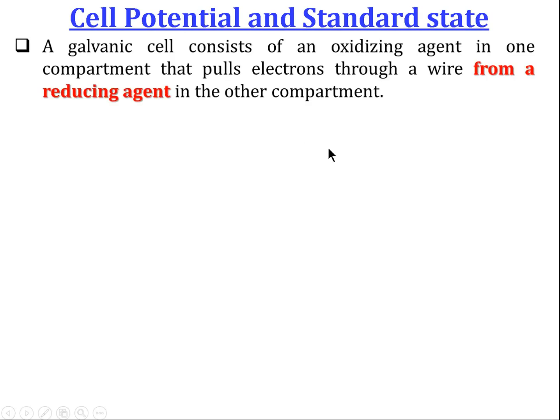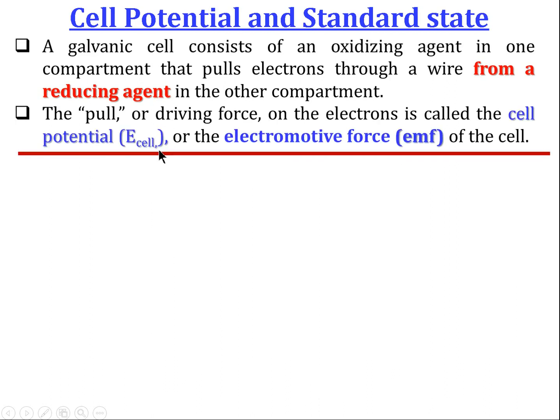Cell potential and standard state. A galvanic cell consists of an oxidizing agent in one compartment that pulls electrons through a wire from a reducing agent in the other compartment. The pull, or the driving force on the electrons, is called the cell potential, E of the cell, or the electromotive force, EMF, of the cell.